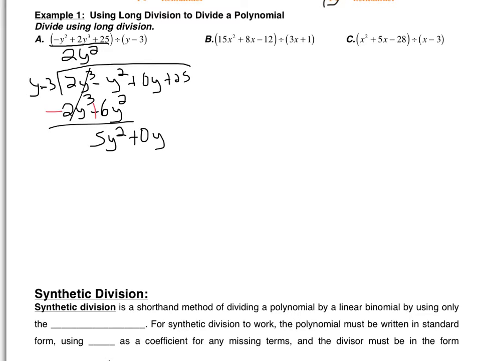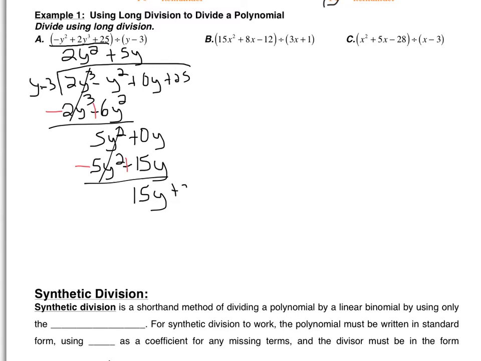And then I'm going to bring down this 0y. And then again, I'm going to look at how many times does y go into 5y squared. So I need to multiply by 5y. 5y times y is 5y squared. 5y times negative 3, 5 times negative 3 is negative 15y. And again, I subtract, so I change the signs. 5y squared minus 5y squared is 0. 0 plus 15 is 15y.